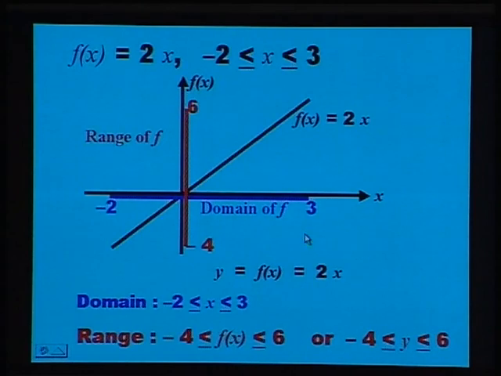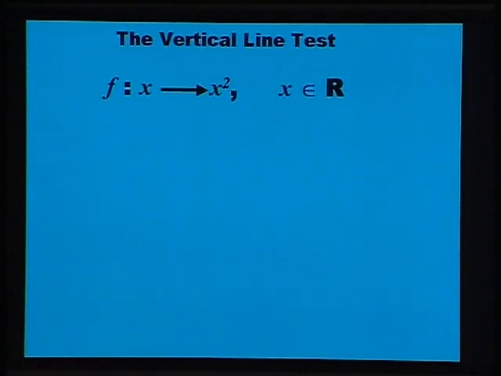Now we will consider the vertical line test. Whenever we have drawn the graph of a function, we can use the vertical line test to verify whether the relationship itself is a function or not. Let's consider the function f(x) equal to x squared, where the domain consists of all real values. So f(x) is equal to x squared. And we'll see whether this relationship is a function or not.